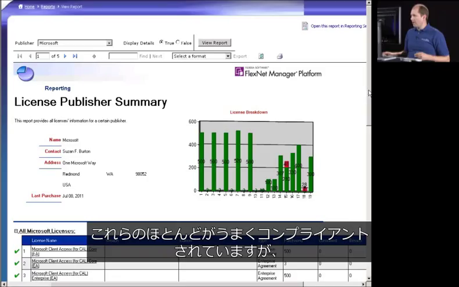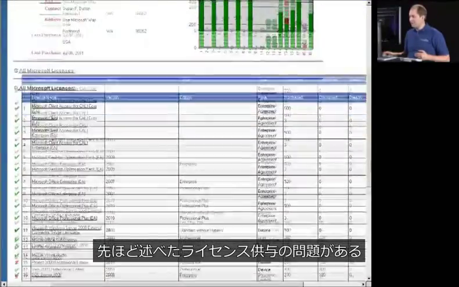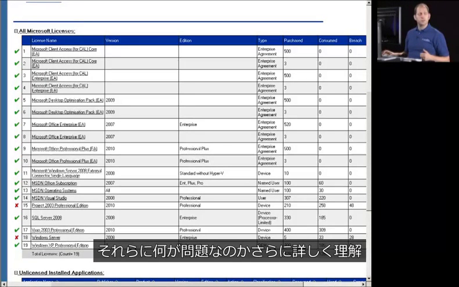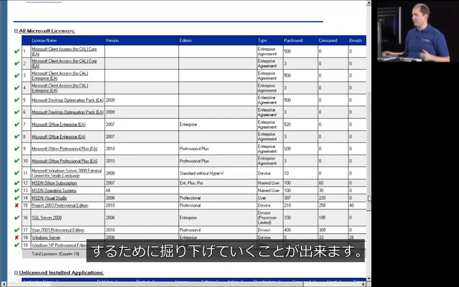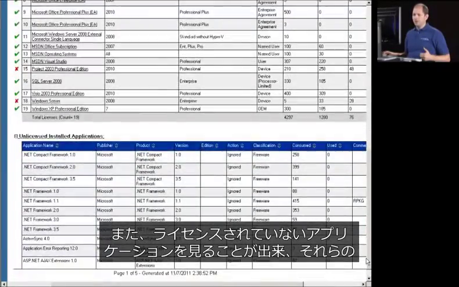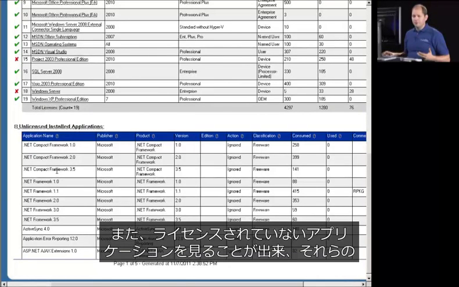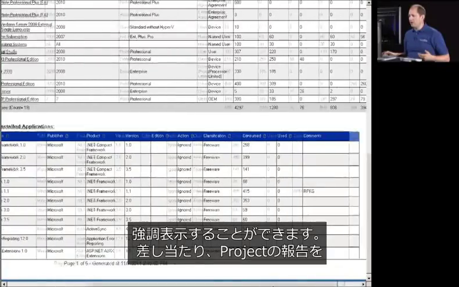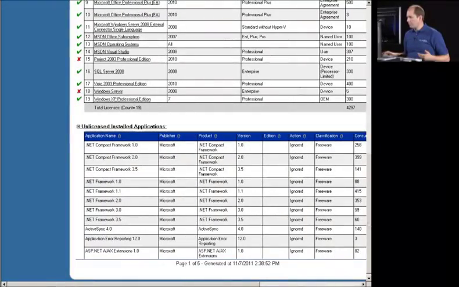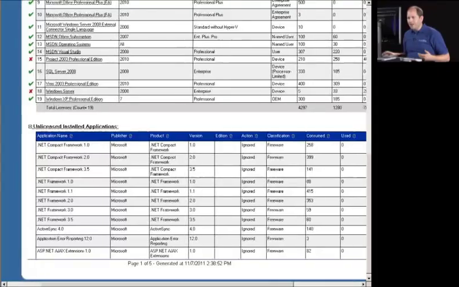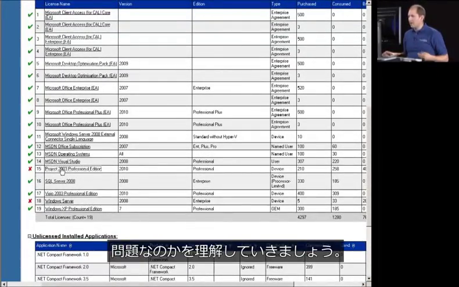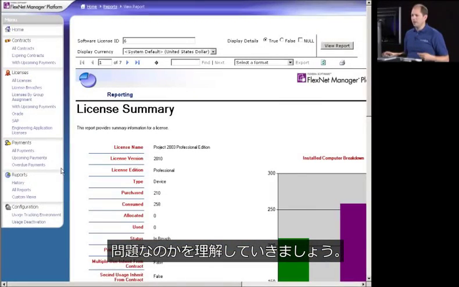Most of these are very nicely compliant. However, there's those two that we talked about before, Project and Windows Server, where we have a licensing issue, and we can drill in those to understand in more detail what's wrong with them. Also, we can see any applications that are not licensed, and many of these don't need to be licensed, but we can highlight the ones that do. For now, let's drill into that report on project and understand what our problem in that particular product is.